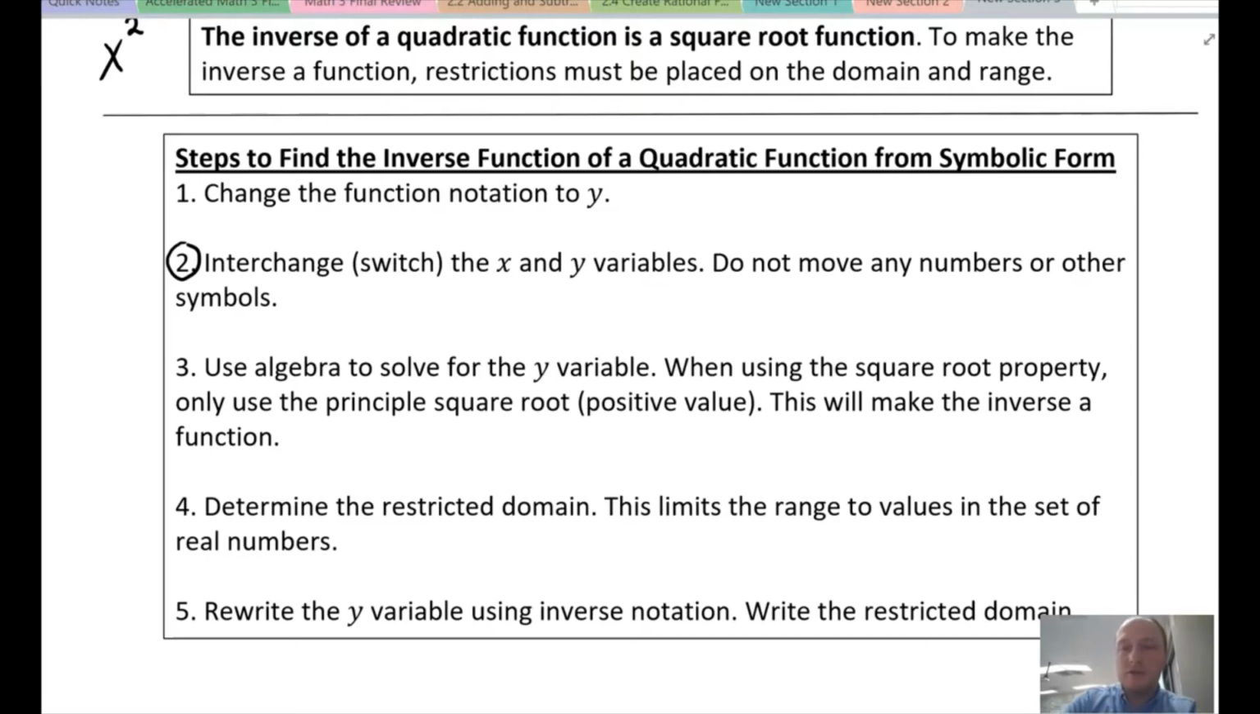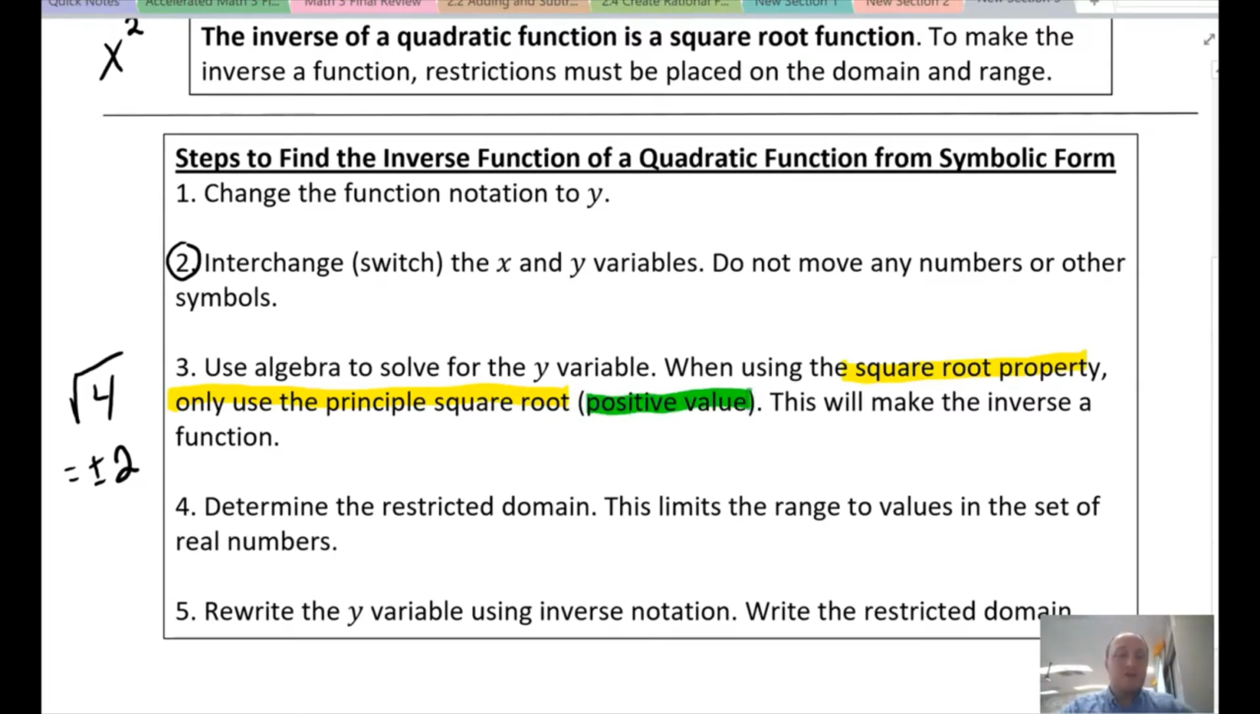When you use the square root property, so when I take the square root, we are only going to use the principal square root. Now, what the heck does that mean? Well, when I take the square root of, say, 4, I know that this answer is plus or minus 2. Well, we're only going to take the principal square root, the positive value, and I'll put it in green, positive. This will make an inverse function.